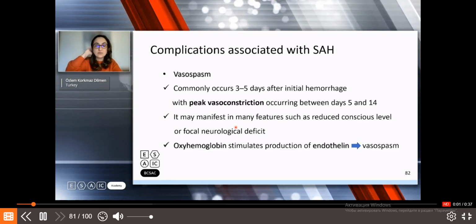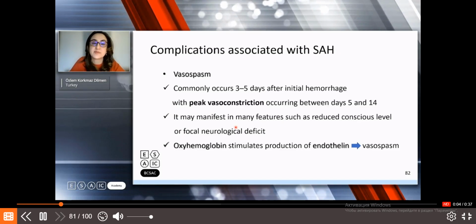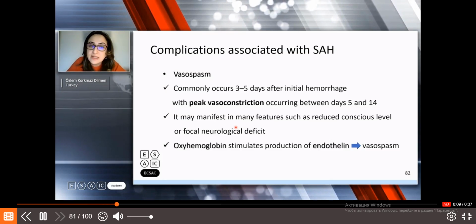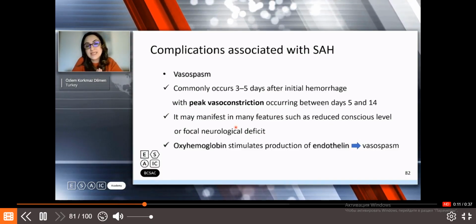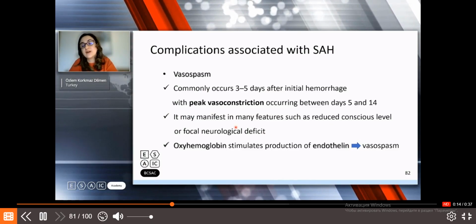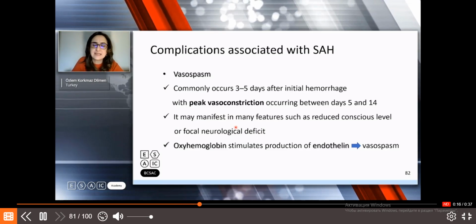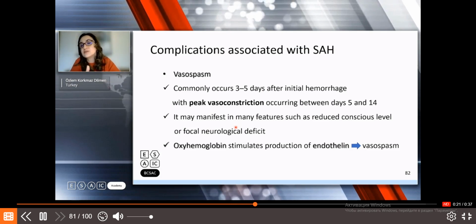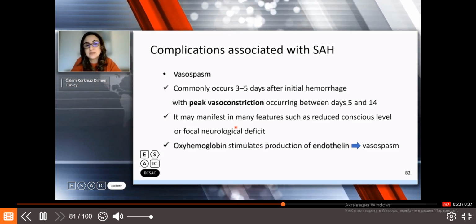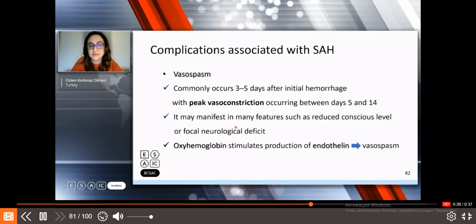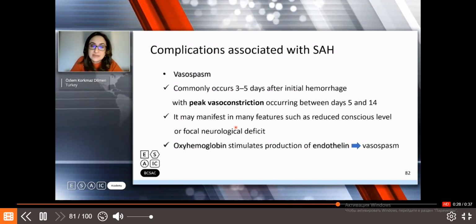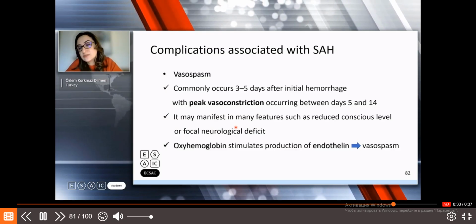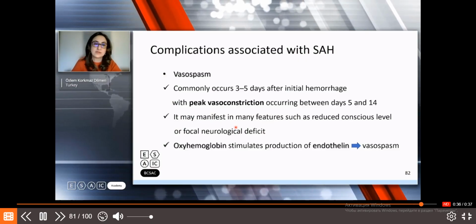The second important complication is vasospasm. Vasospasm commonly occurs 3 to 5 days after the initial hemorrhage, with peak vasoconstriction occurring between day 5 and the second week. It may manifest with features such as reduced conscious level or focal neurologic deficit. In the pathophysiology, oxyhemoglobin stimulates production of endothelin, which causes vasospasm.